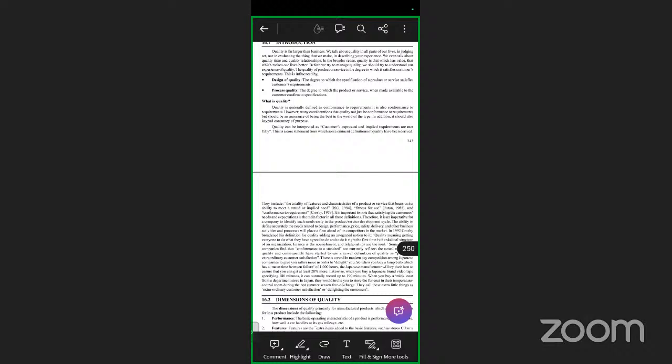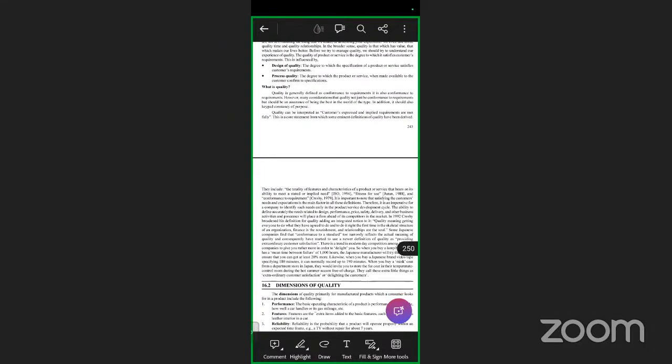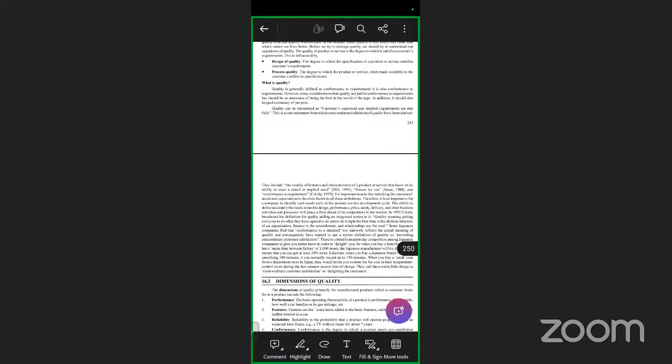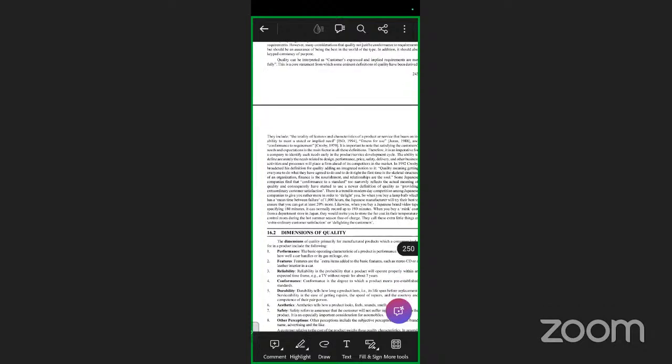So what is quality? Quality we already discussed. Quality is generally defined as conformance to requirement. However, many consider that quality cannot be only conformance to requirement but should be assurance of being the best in the world of its type. In addition, it should also keep consistency of purpose.